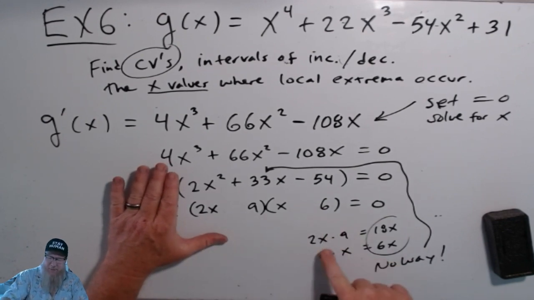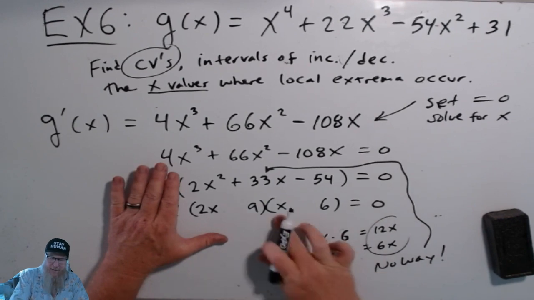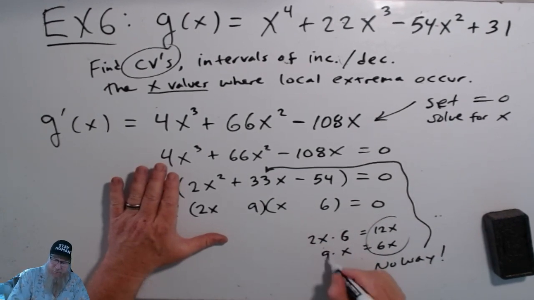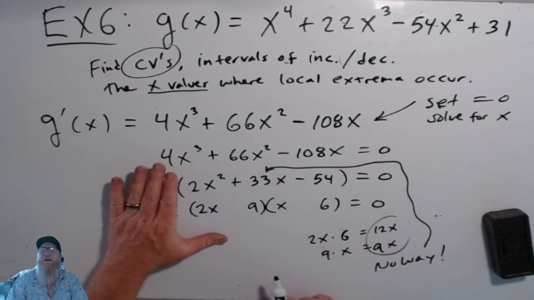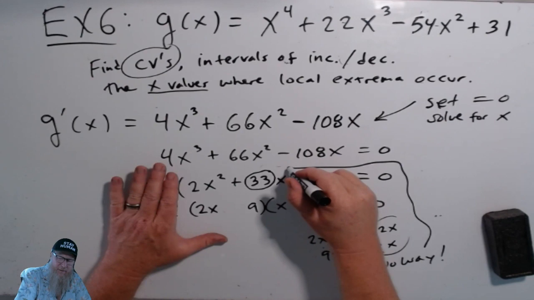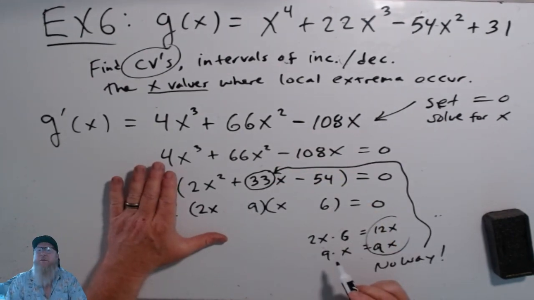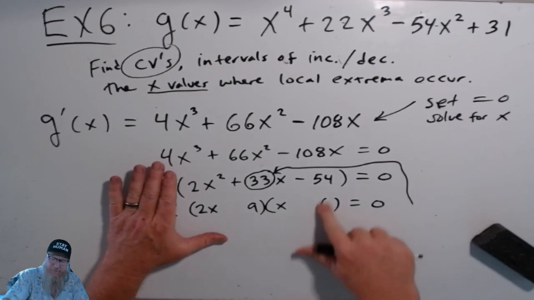2 times 6 would be 12, and then 9 times 1x would be 9. It's still not equal to 33. So we're looking right here to see if it's possible. So that means 9 and 6 are not the correct factors.